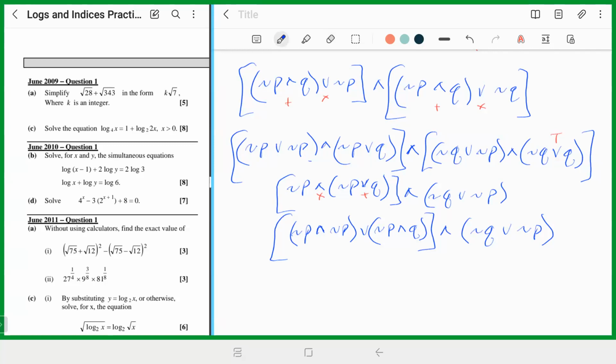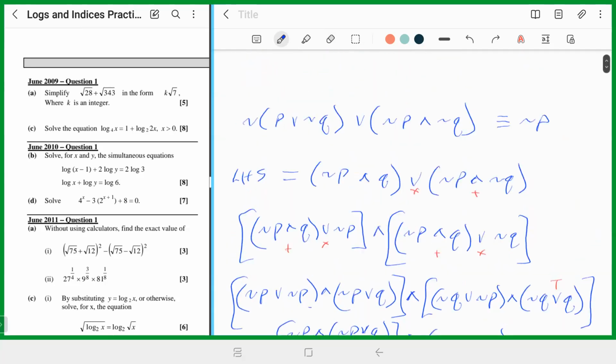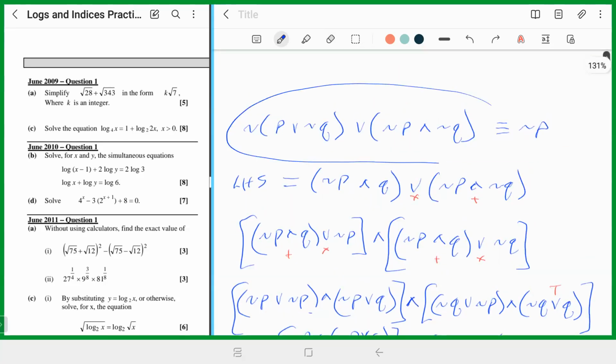I'm not seeing this. Maybe there is another way. Maybe the best way to do this is with a truth table. All the proofs can be done with a truth table.